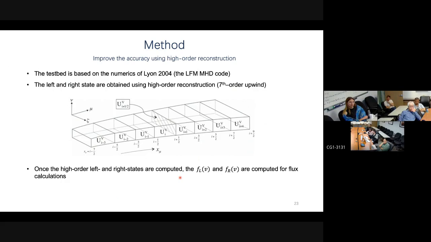Okay, so we want to show some test results. The test bed is based on the numerics of the LFN code. Essentially, the scheme is first order, so it can be quite diffusive. So we use high order reconstruction to get more accurate left and right states, and use those left and right states to do the flux calculation.